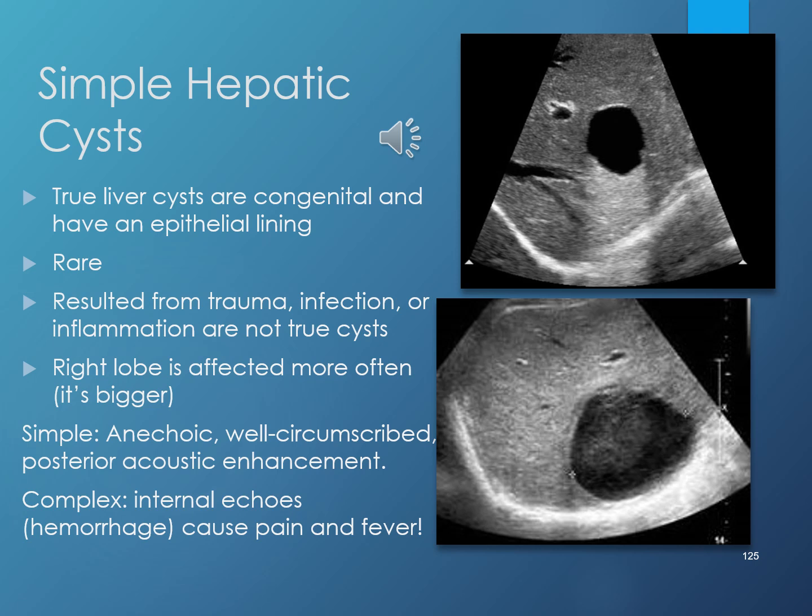A simple cyst has the same criteria no matter where it lives. A simple cyst needs to be anechoic and well circumscribed, with posterior acoustic enhancement. This bottom picture shows a complex cyst that has internal echoes. This one is complicated with hemorrhage.